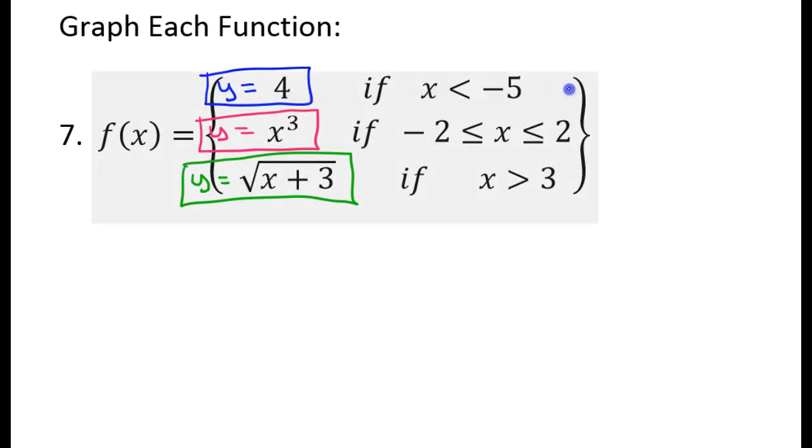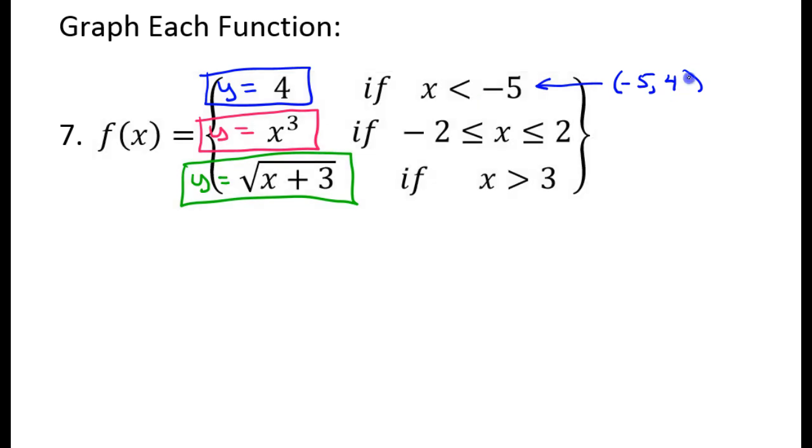Because this is a piece of a function, it is going to have at least one endpoint. So the domain of the blue piece will tell you what the endpoint is going to be. The endpoint of this piece of the graph is going to be negative 5 comma something. We need to know what the y value is though. So for that we will look at this equation. Y equals 4. Alright, so that was simple. So the y value is 4. So this is going to be the endpoint.